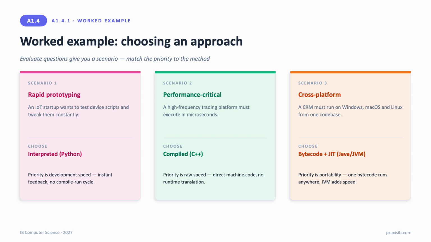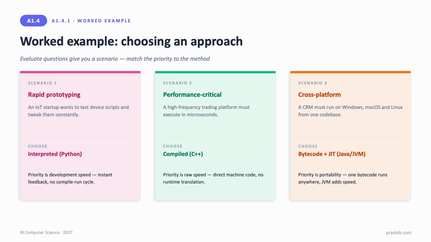Here's scenario 1. A startup wants to build prototypes quickly. They write and change device scripts all the time. So the priority is development speed. They want to change something and see the result right away. So the answer is an interpreted language like Python. There is no compile cycle to slow them down.